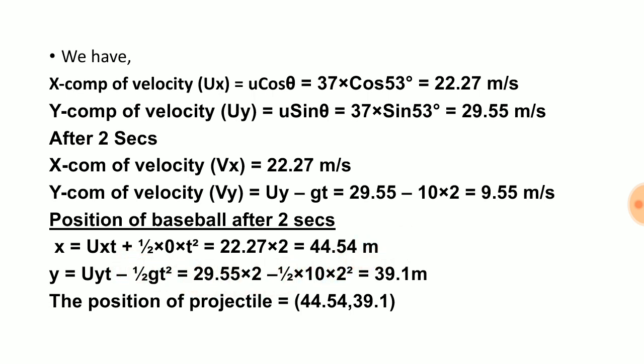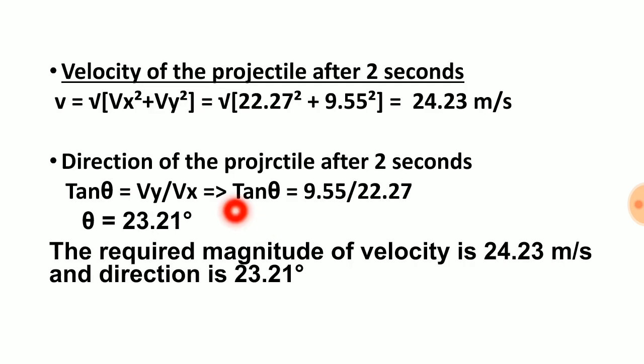Now let us see the second part of this question. That question is asking its velocity. For the velocity after 2 seconds we need to calculate this v, that v is root under vx square plus vy square. This vx is the velocity of the projectile after 2 seconds towards the x-axis. This vy is the velocity of the projectile after 2 seconds towards the y-axis. So we already calculated vx and vy. This is the resultant velocity, and our formula to calculate direction is tan theta equals vy by vx. I am again repeating this part.